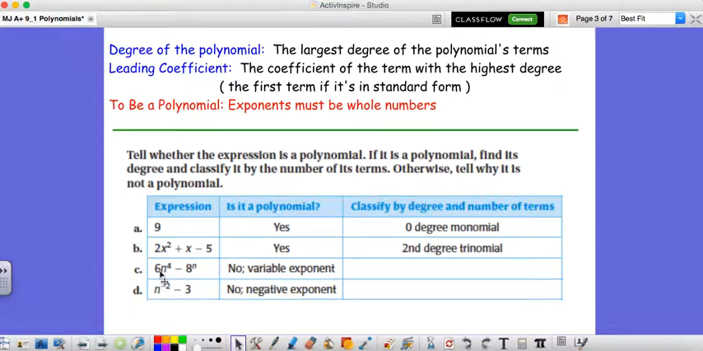Here we have 6n to the 4th minus 8 to the nth power, and that's not a polynomial because that exponent here is an unknown value, so this is not technically a polynomial, even though it might look like it. Similarly, here we have n raised to the negative second power minus 3. That's not a polynomial because, looking back up here, the exponents have to be whole numbers. Negative 2 is not a whole number, that's an integer.